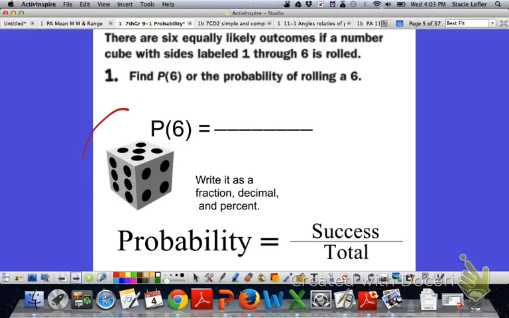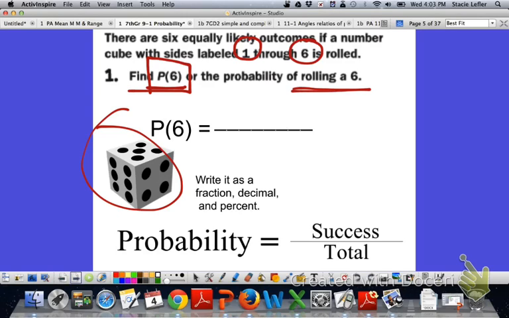Here we have a die, and there are 6 equally likely outcomes if the number is going to be rolled, and the sides are labeled from 1 through 6. So find the probability of getting a 6. The probability of rolling a 6 is, well, there's only one 6 on that dice, so one success out of, let's see how many numbers are on the die, 6. So the probability is 1 out of 6.